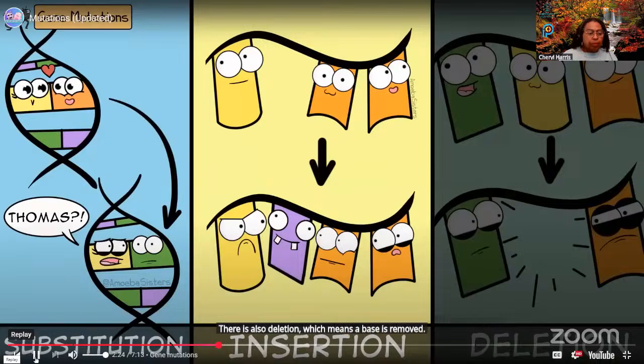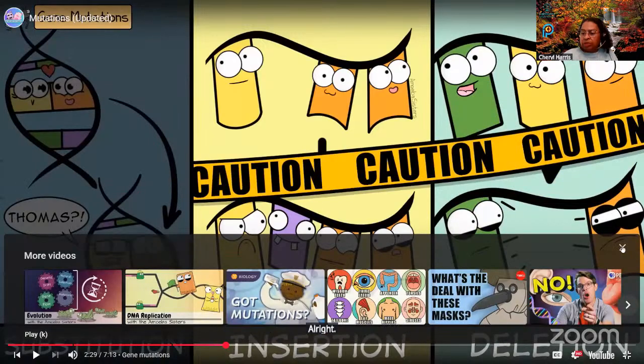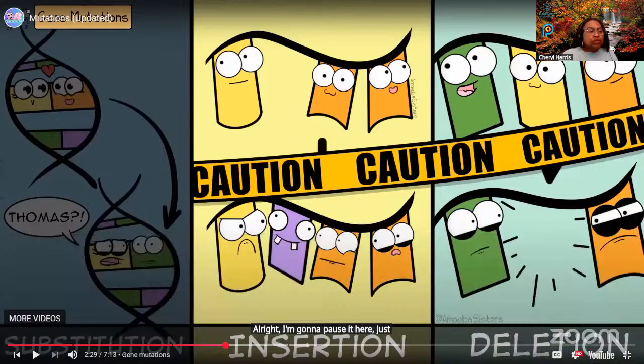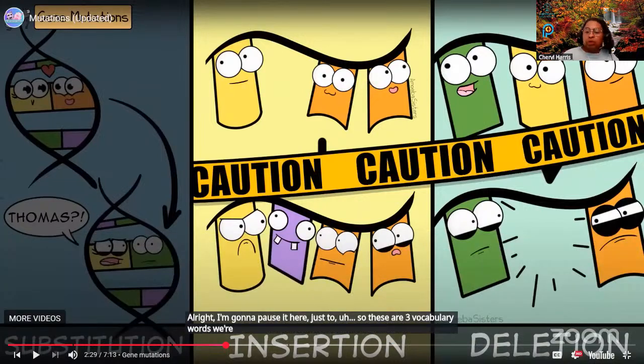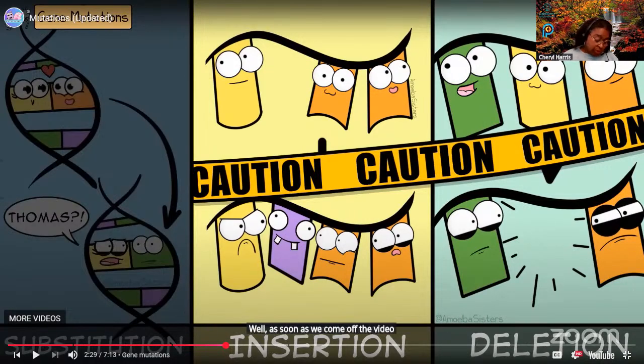All right, I'm going to pause it here. These are 3 vocabulary words. We're going to be working with those as soon as we come off the video. We're going to give our attention to these types of mutations.